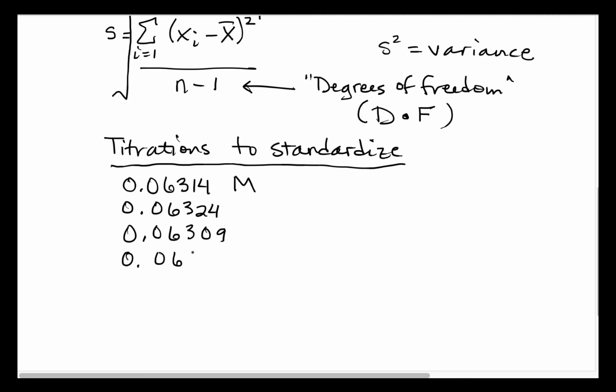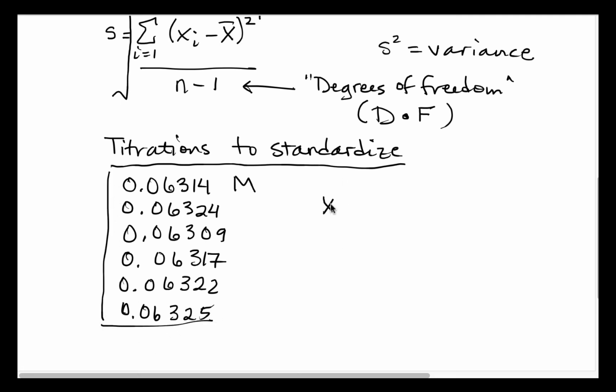I'm just going to give you some made-up numbers here, imagining that we have done 6 titrations. Oops. That's what happens when I try and talk and write at the same time. Okay, so we have 6 molarity measurements. We're going to calculate the average, and we're going to calculate not the sigma, we don't have an infinite data set, the standard deviation. So go ahead and pause the video right now and calculate the mean and the standard deviation.